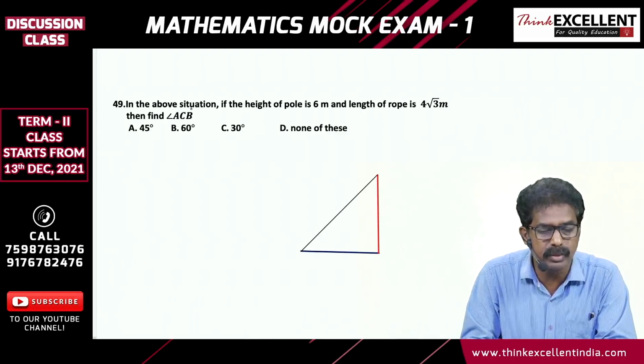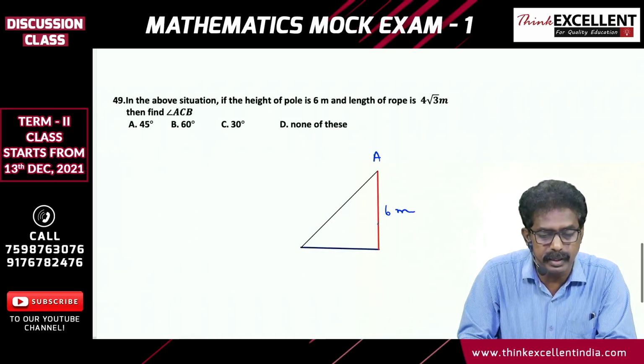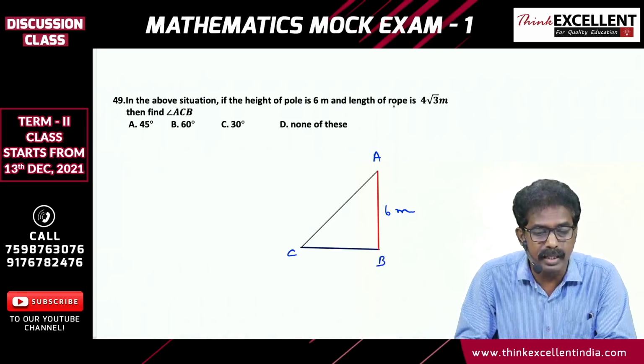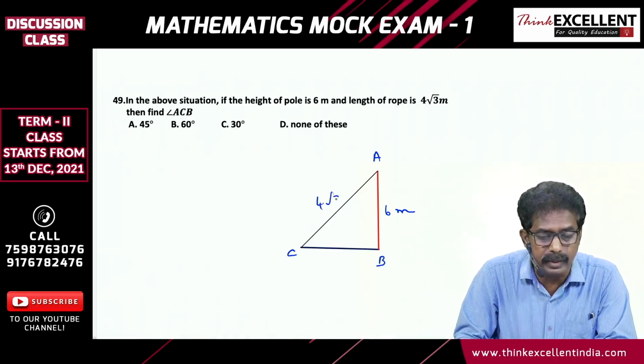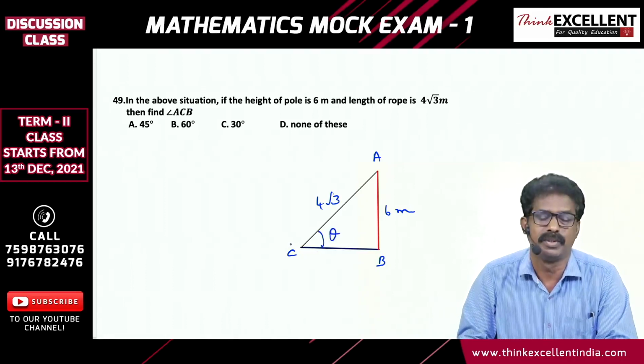Now see the 49th one. In the above situation, if the height of the pole is 6 meter, see how they give a name ABC. AB is the pole, AC is the rope. Height of the pole is 6 meter and length of the rope is 4 root 3. Find angle ACB. This angle they asked to calculate now.